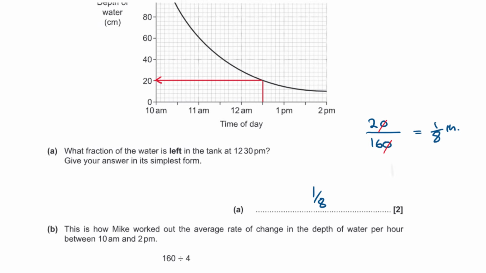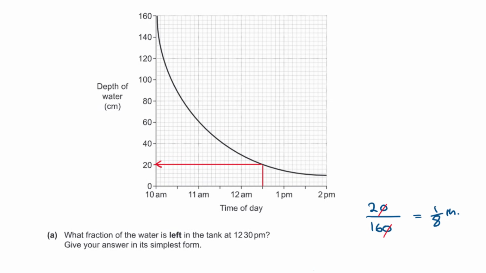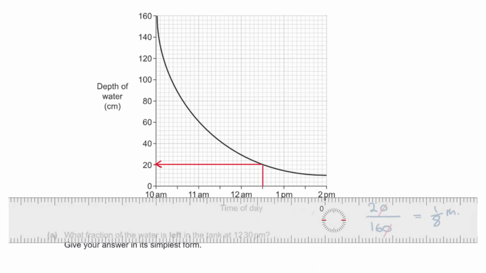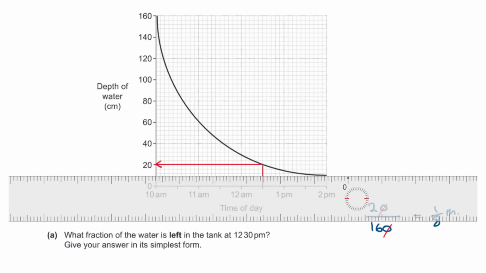Okay, well, his method would have been totally fine if by the end of the 4 hours there was 0 left in the tank, in which case all of it would have evaporated or leaked out, whatever it's doing. But actually you can see there's a little bit left in the tank still at that time. So at time 2 you can see that actually there's what, 10 centimeters worth of water still in the tank. Let's just draw that on.